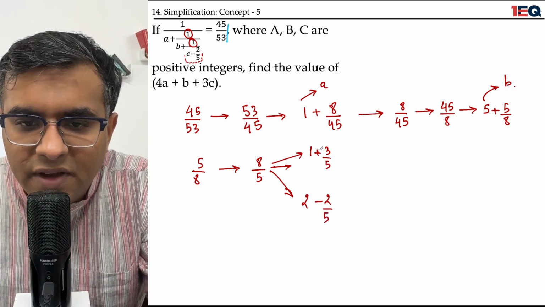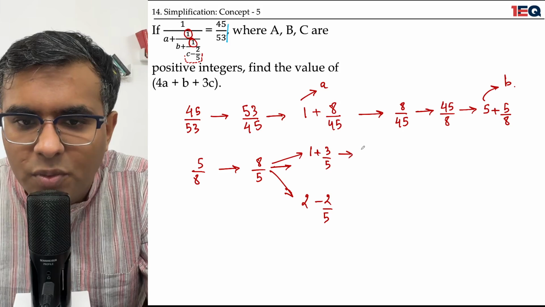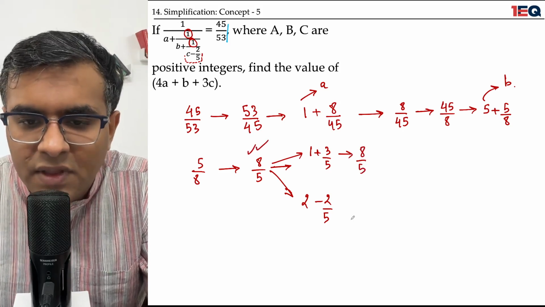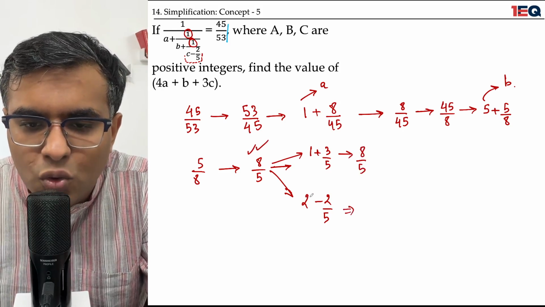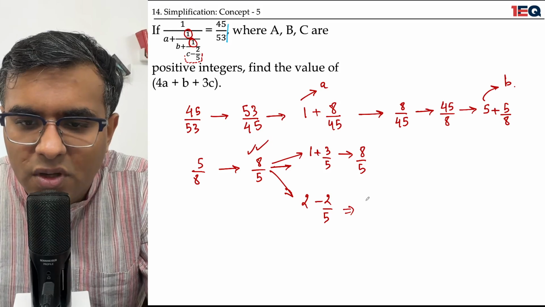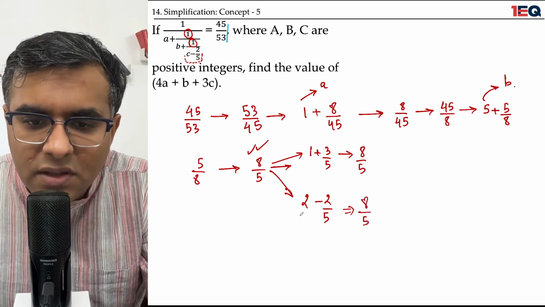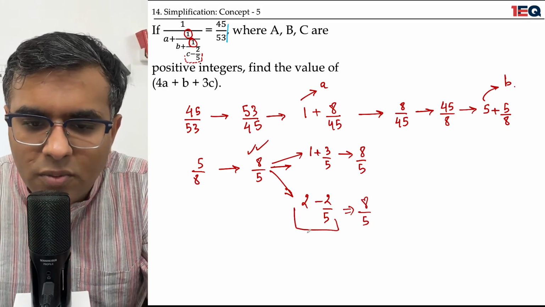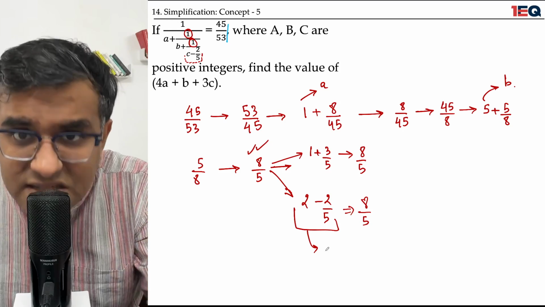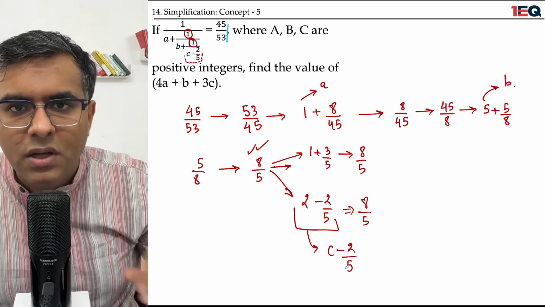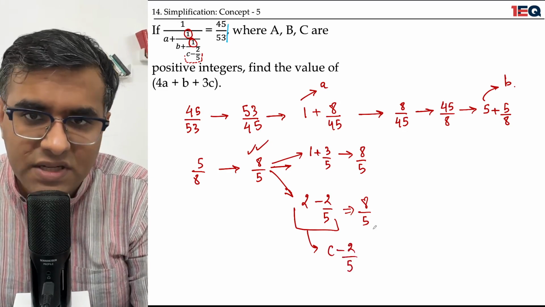If I follow 1 plus 3 upon 5, my output is going to be 8 upon 5, which is where I'm starting the question from. Similarly, if I convert it into 2 minus 2 upon 5, it is going to convert itself into 8 upon 5 again. But this format of the equation, 2 minus 2 upon 5, very clearly matches c minus 2 by 5. This is following the rule which I am looking for.